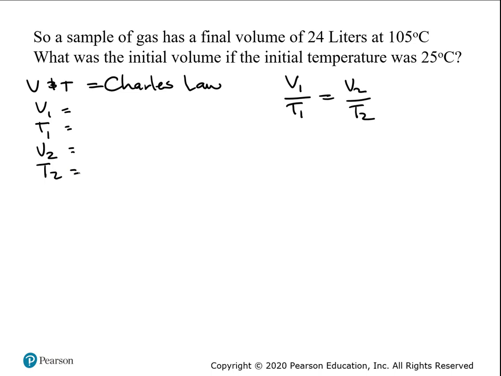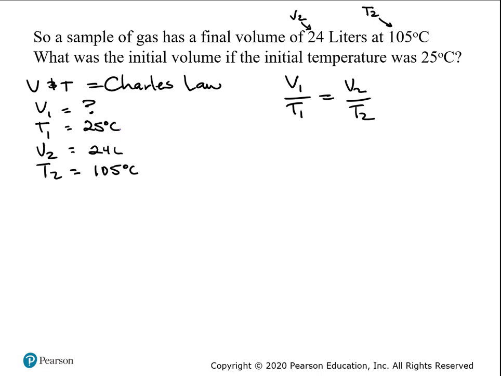So a sample of gas has a final volume of 24 liters. So 24 liters is V2, because it says final volume. And it has 24 liters at 105 degrees Celsius. So what is 105 degrees Celsius? Read the question. It's T2 because it's 24 liters at. See how those are grouped together? So that means T2 is 105 degrees Celsius. So what was the initial volume? My unknown is V1. So V1 is my question mark. What was the initial volume if the initial temperature is 25 degrees Celsius? So that would be T1, 25 degrees Celsius.